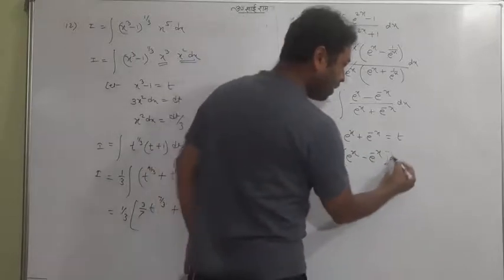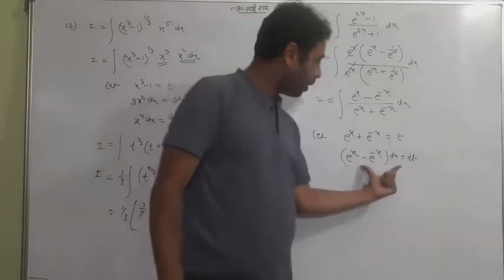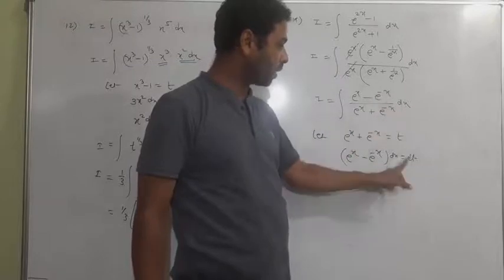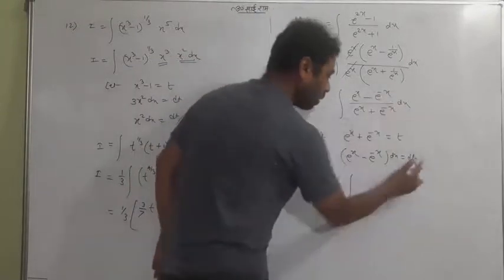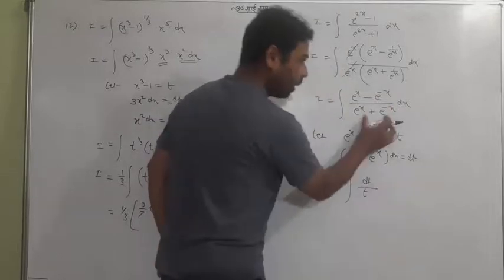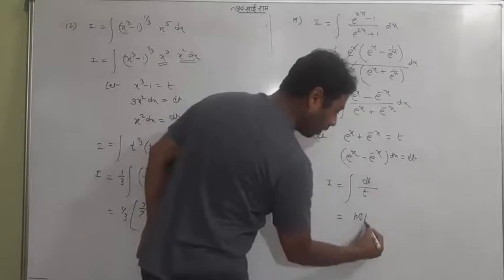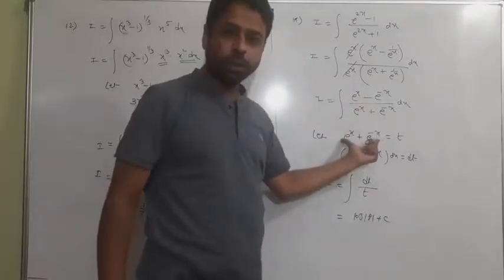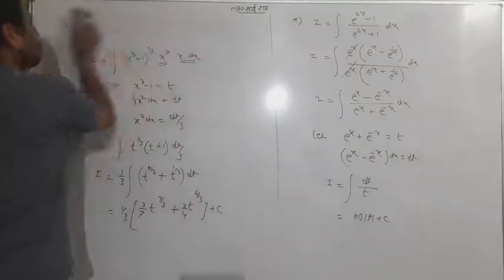And then I'll write dx is equal to dt. You should not be surprised, but the whole term is very similar to the numerator: e to the power x minus e to the power minus x dx is equal to dt. Now you will write this as dt upon t, and then 1 by t has an integration log t plus c, and put your t equal to whatever the function is and get your answer. Easy. So this is a question from my side.